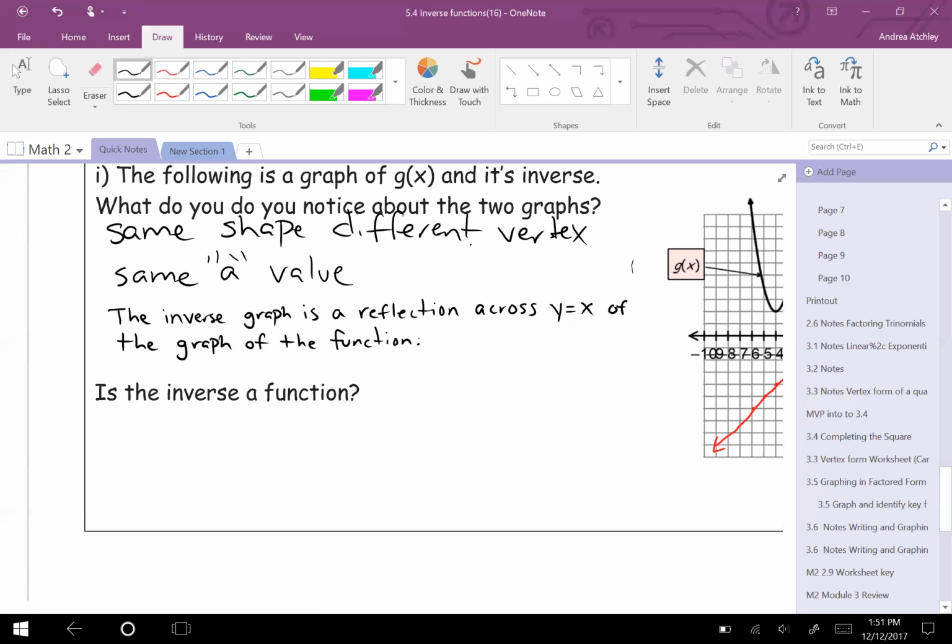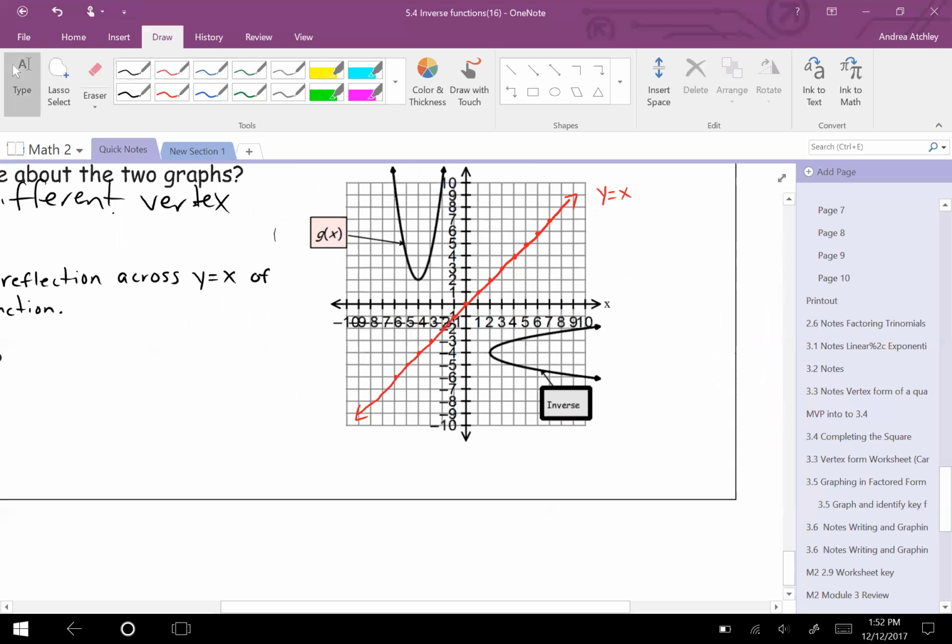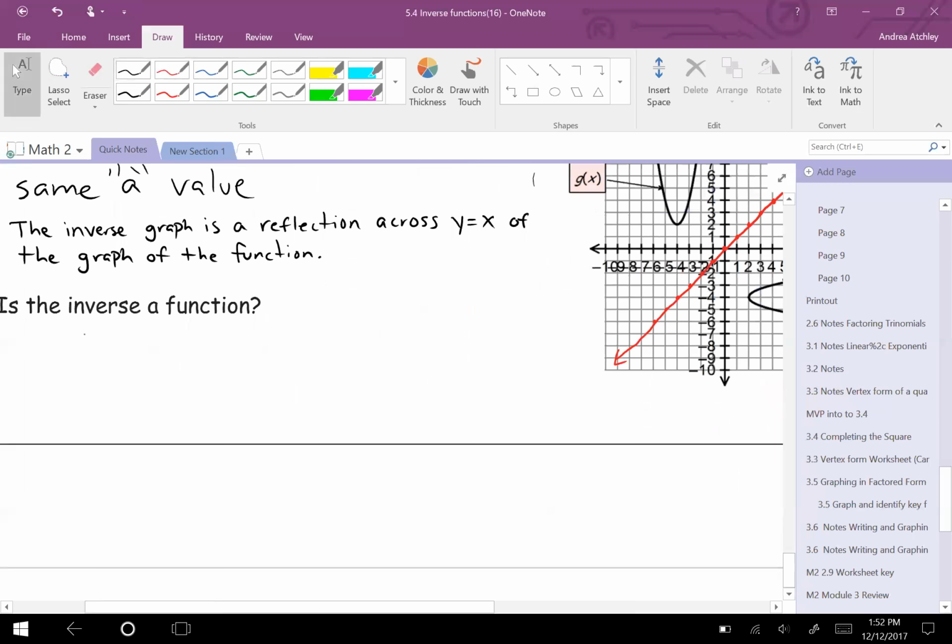Okay, and is the inverse a function here? Okay, again, if I draw a vertical line, it would cross in more than one spot. So this is not a function. Any questions over that? We're all good? Okay, I'm going to have you guys start your homework, 5.4 homework.